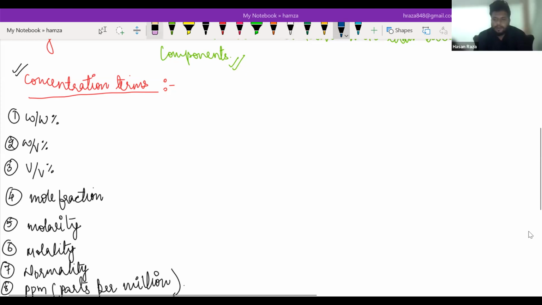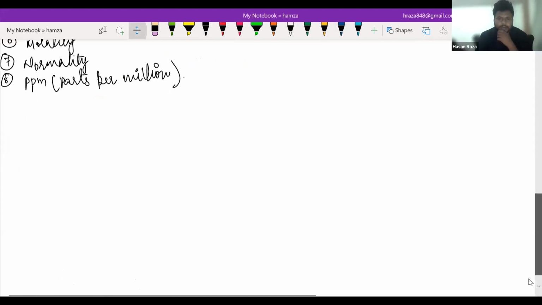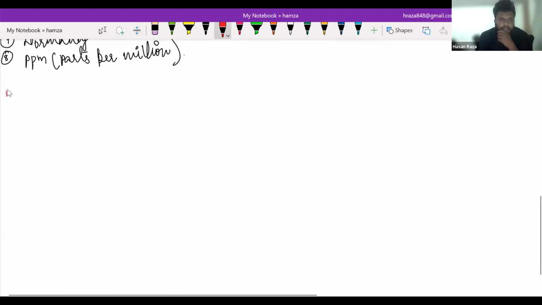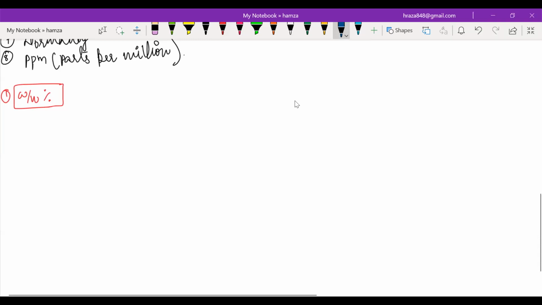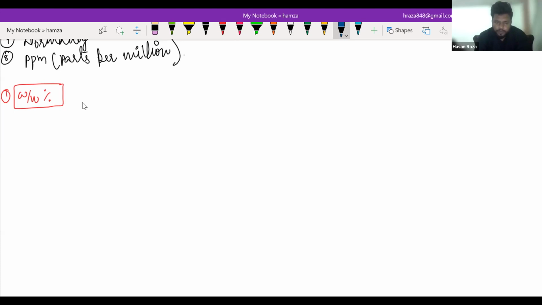Very good. Now we are going to discuss one by one. The first one is basically weight by weight percent. Let me ask you some questions. Have you studied it in class 11th? Yes or no? Sir, I don't know. Okay. Weight by weight percent. I am going to ask you, if it is given in the question 5% weight by weight, what does this mean?